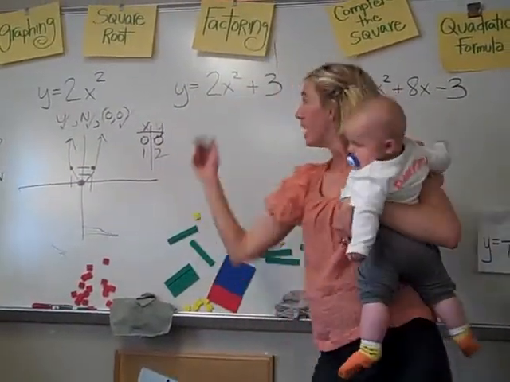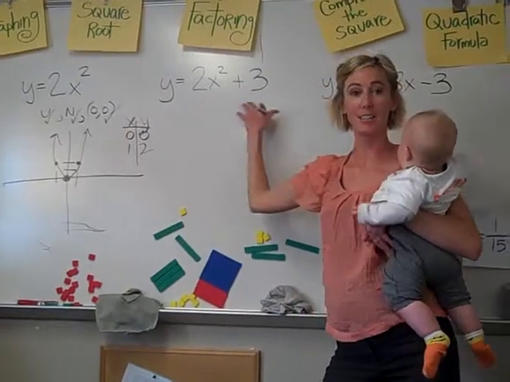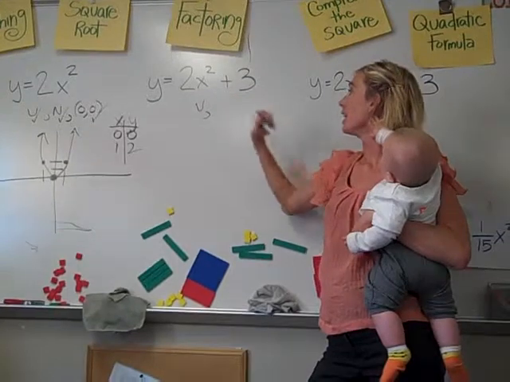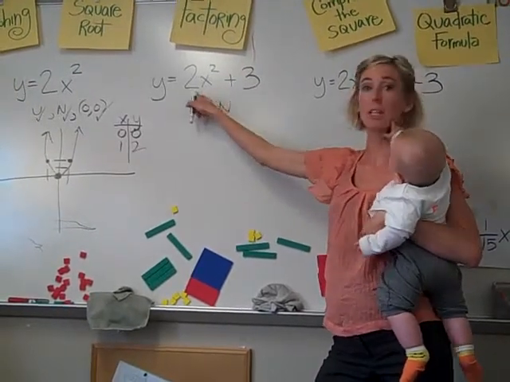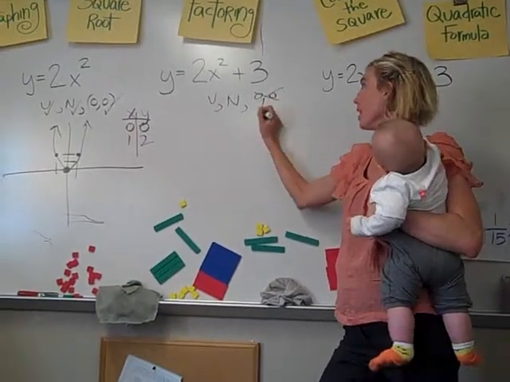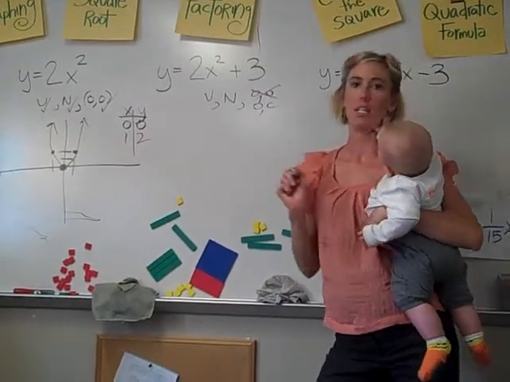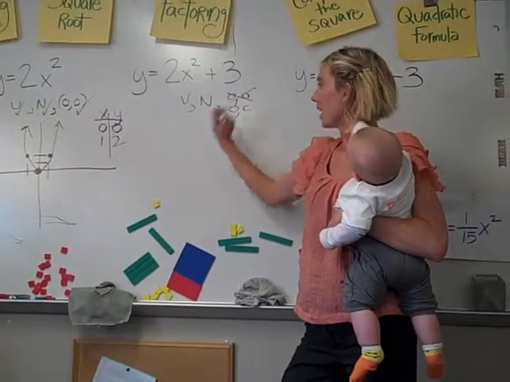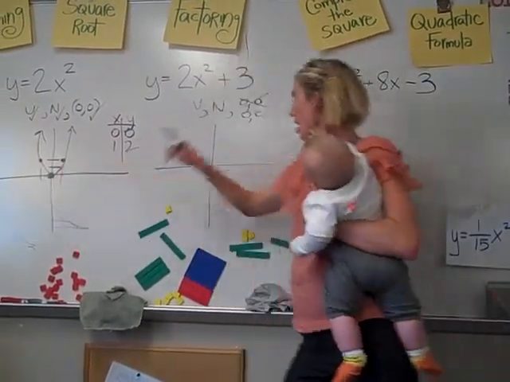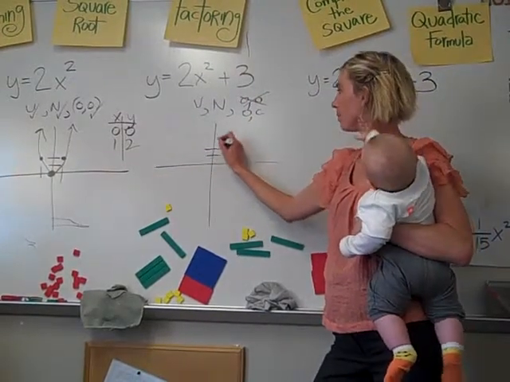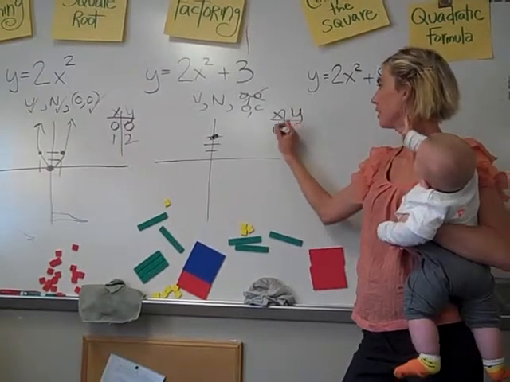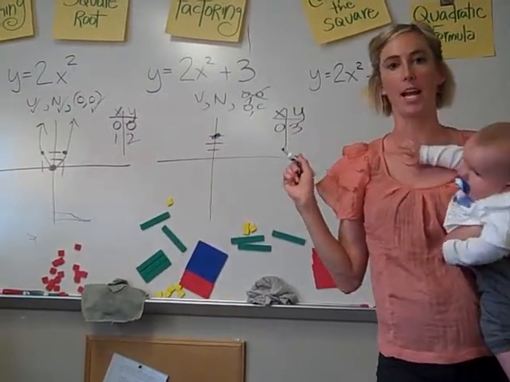Now I go on to this form. What if it looks like this? You don't freak out. You just know it goes up because the 2 is positive. It is narrow because the 2 is bigger than the parent. And now the vertex is not at 0, 0. It is at 0, C, and that C value is 3. So now, on my graph, I'm not starting at 0, 0. I am starting at 0, 3. So in my XY table, my vertex 0, 3 is going to be my first ordered pair.